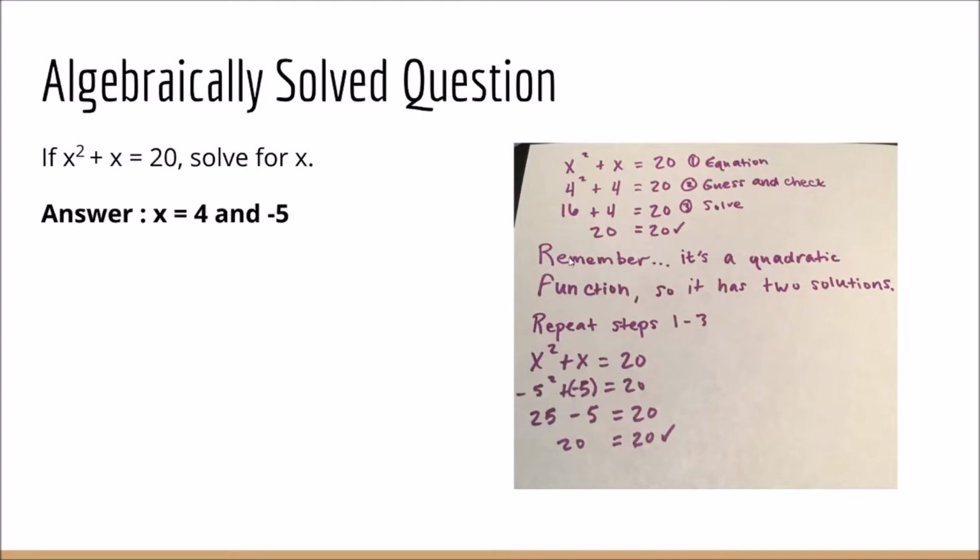And so here you have to remember that since it's a quadratic function, it has two solutions. So you would repeat steps 1 through 3 using the guess and check again. And this time it's a little more complicated, but it's just about as easy. It's negative 5 squared plus negative 5, which also equals 20. So your answers are x equals 4 and x equals negative 5.